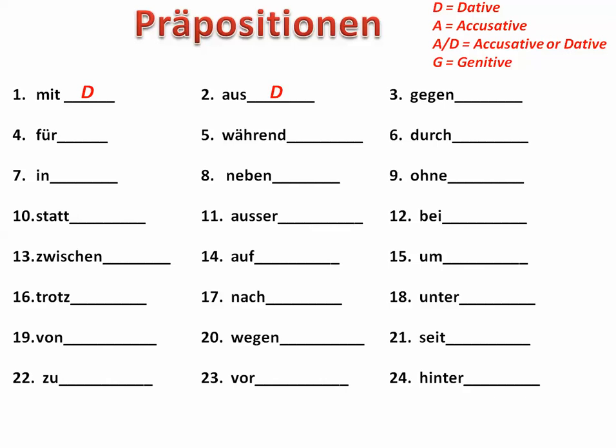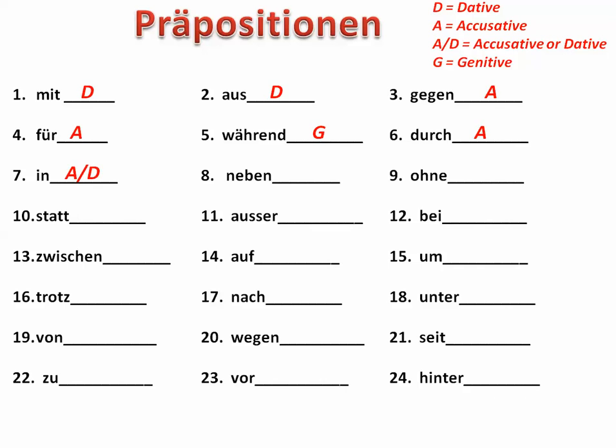Aus is dative and it means out of. Gegen, against, which is accusative. In relation to time, gegen means about or around. So, for example, gegen 5 Uhr, around 5 o'clock. Für, which is for, accusative. Während, a genitive preposition, means while or during. Durch, accusative preposition, that means through.